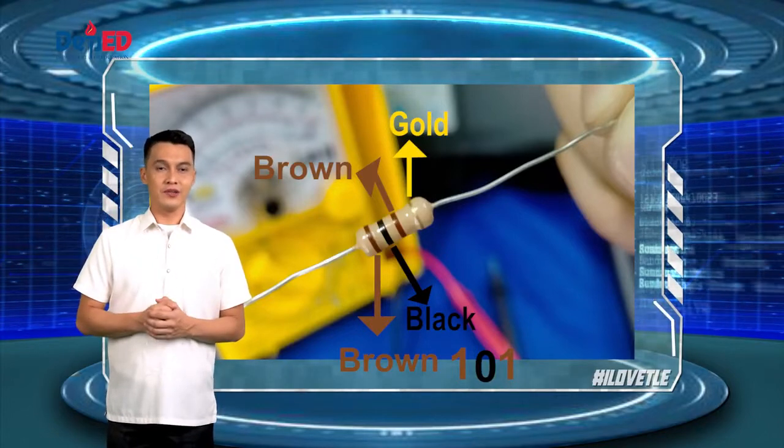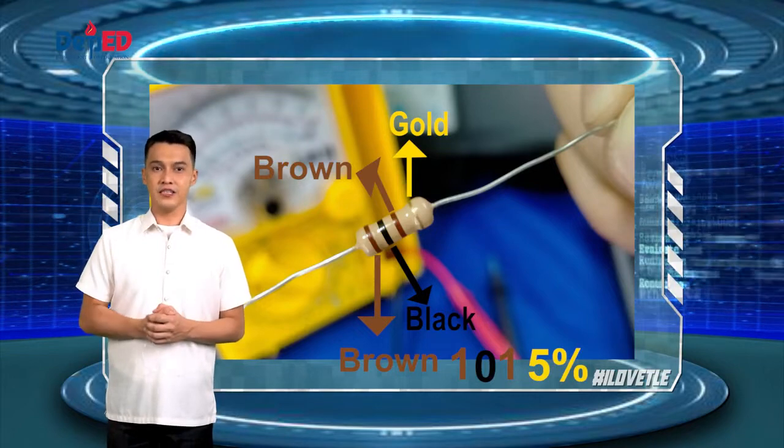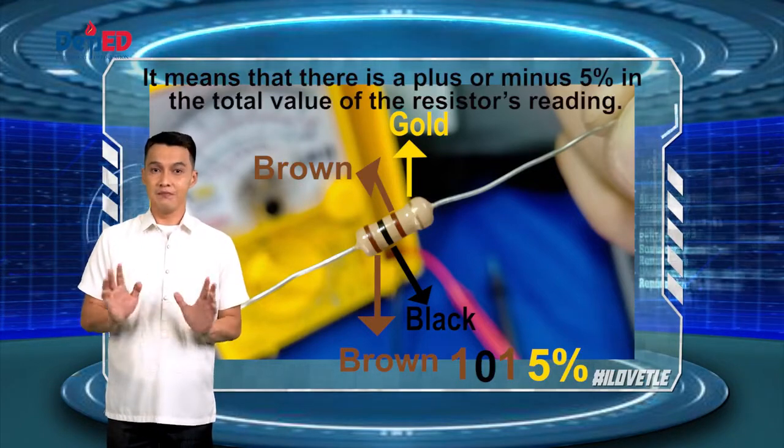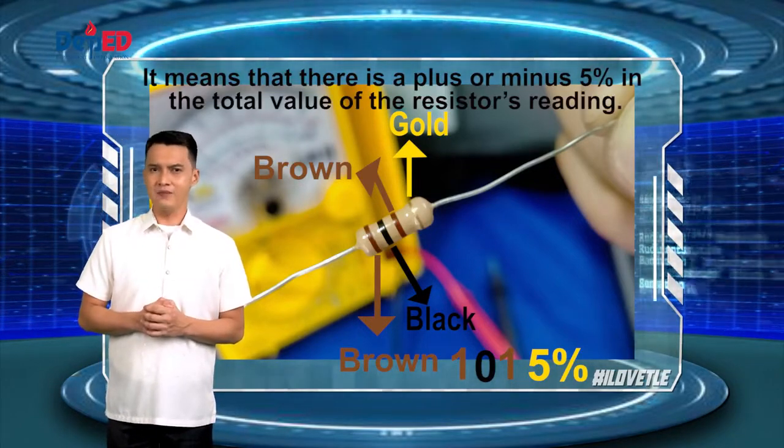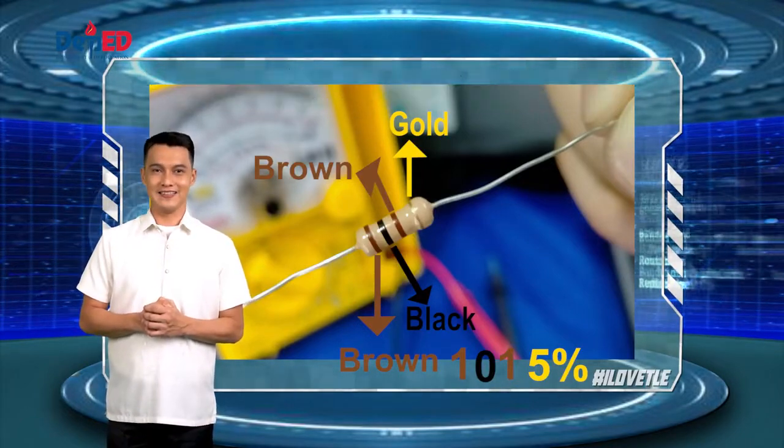And the color gold has a value of 5%. The color gold stands for the tolerance band. It means that there is a plus or minus 5% in the total value of the resistor's reading.